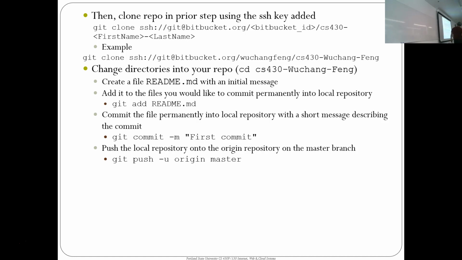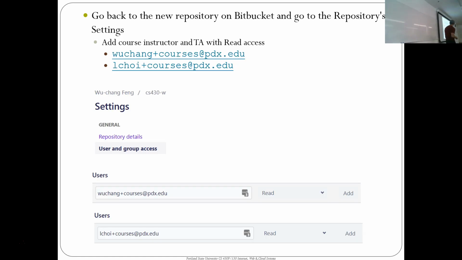Okay. And then in your local VM, you're going to clone the repository you just created. You're going to add a bunch of files. So this adding, the committing, and the pushing. These are the basic commands in Git. So you're just going to navigate Git with that.